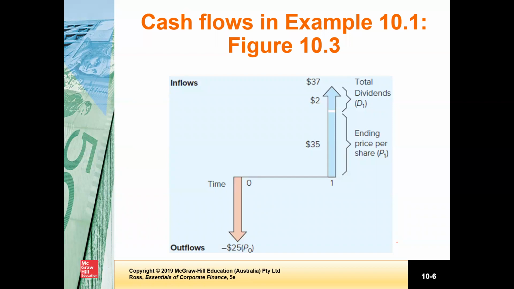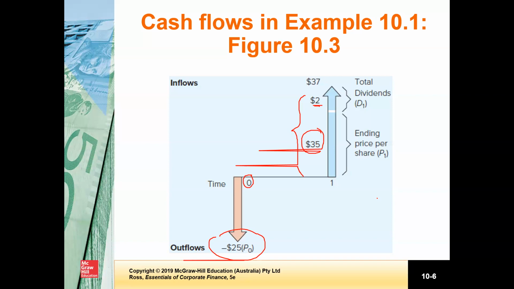Okay, so this diagram essentially tells you how we calculate the return that we have just discussed. You can see that at the beginning of the year, at time 0, you make this investment, $25, and you hold it for a particular time period, and you get a dividend of $2. And at the end of the year, the ending selling price at year 1 is 35.